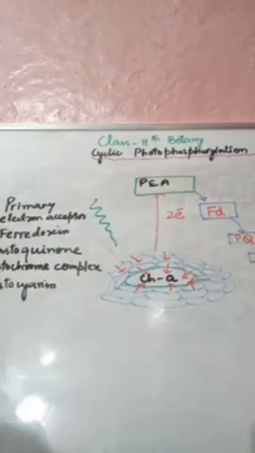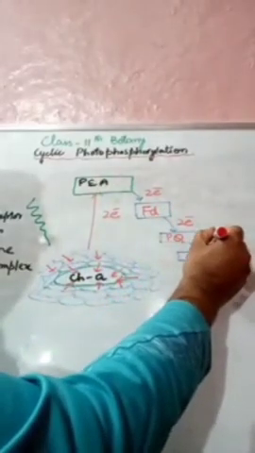So now what we will see here, these electrons move from the primary electron acceptor to ferredoxin, then to plastoquinone, then the cytochrome complex, then plastocyanin, and ultimately they are absorbed by chlorophyll A. And here again we will see these electrons. Since this supply of electrons forms a cycle, it is called cyclic photophosphorylation.